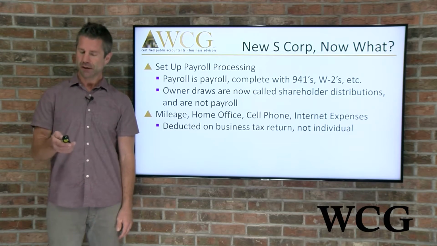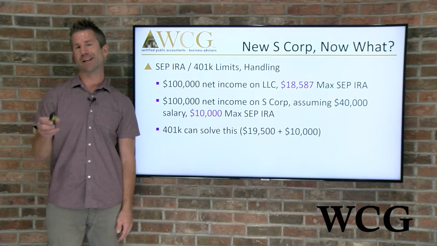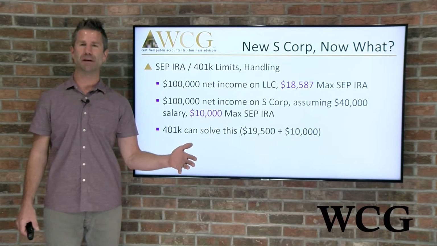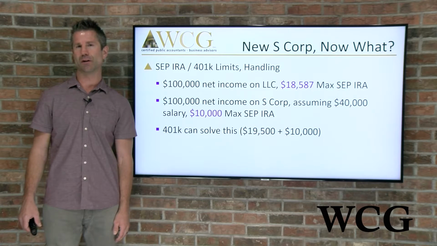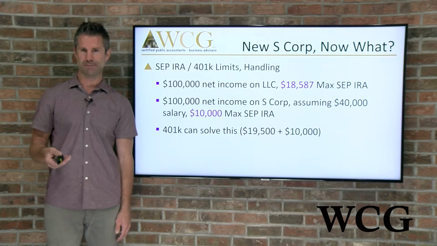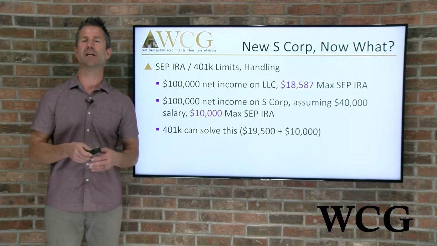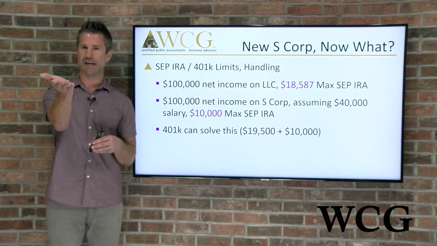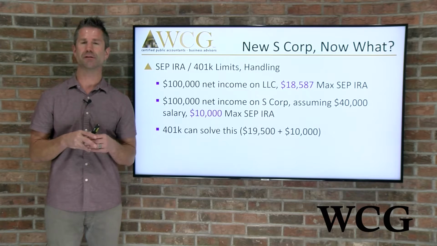Moving on, this is another kind of a gotcha. If you are used to maximizing your SEP IRA, that is going to change, okay? If you're just a normal LLC, let's say without the S Corp election, and you're making $100,000 net income, your max SEP IRA is $18,587, as you can see there on your screen.